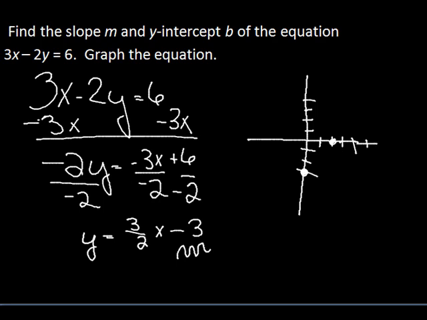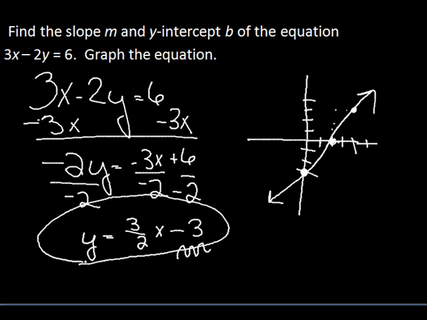We're going to do it again. We're going to go up 3, 1, 2, 3, and over 2. And here is the graph of our line. Remember, this is how you have to put it into your calculator. So when you put it in your calculator, it should look very similar to this.